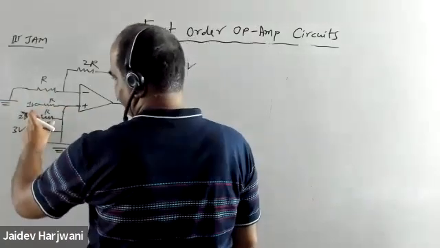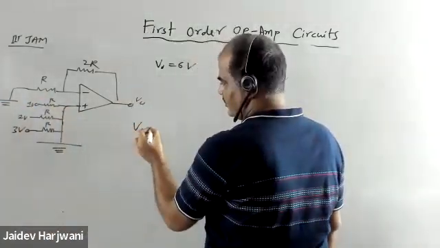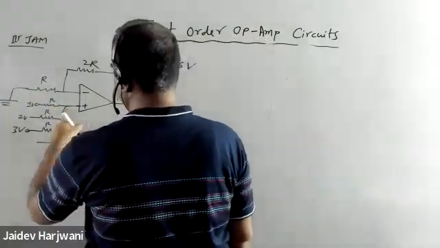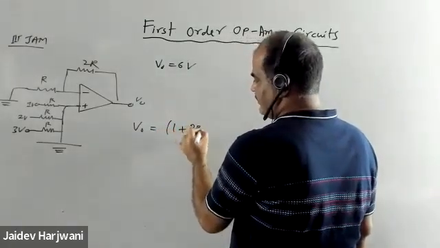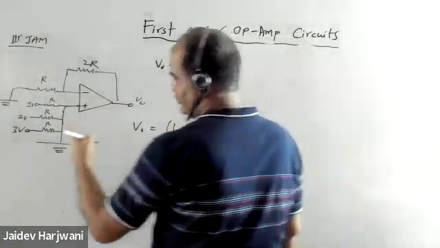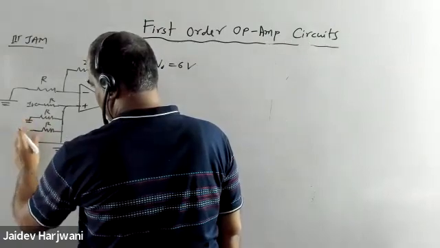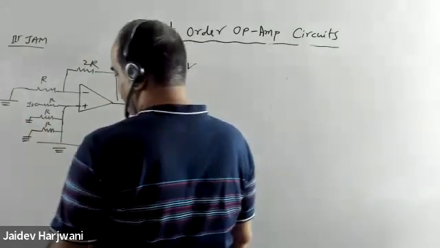So we'll take one source at a time. We'll do superposition principle. V naught. Okay, so whatever voltage will be there, that will be 1 plus 2R upon R, okay, into V. So if I ground this one, both, okay, that means what will happen?